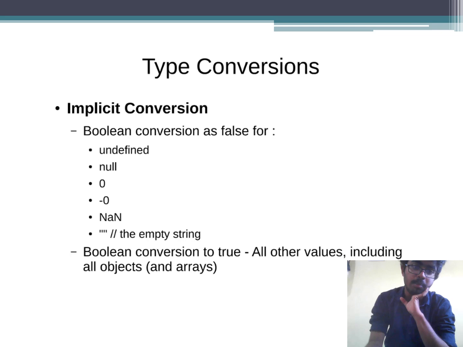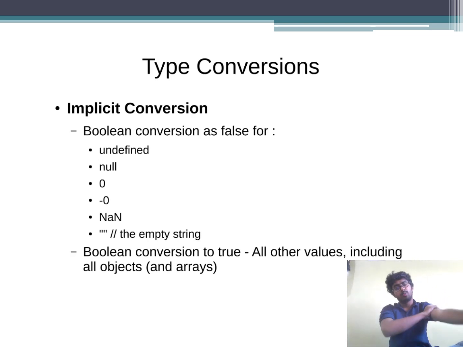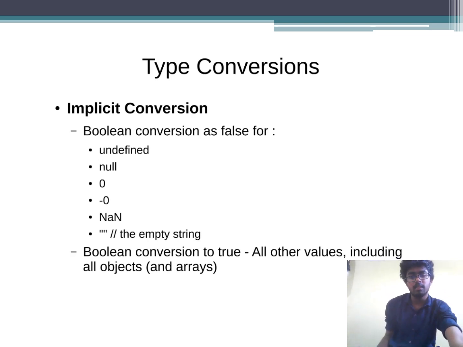Type conversions. Implicit conversion. Boolean conversion gives false for undefined, null, 0, minus 0, NaN, etc. The Boolean conversion gives true for all other values, including all objects and arrays.